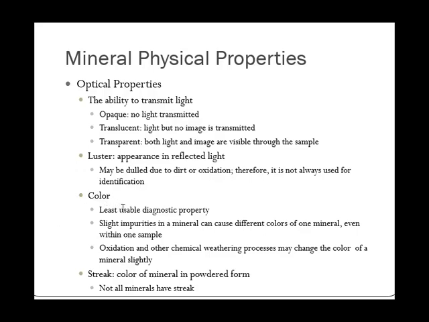Color is not always used as a property to identify minerals, and the answer is because, first of all, some impurities in a mineral can be different colors, and also oxidation, which means rust and other types of weathering, can change a mineral slightly. You could have, for example, orthoclase be pink, and it can also be green. It's the same mineral, but it could be different colors just based on the different composition of it.